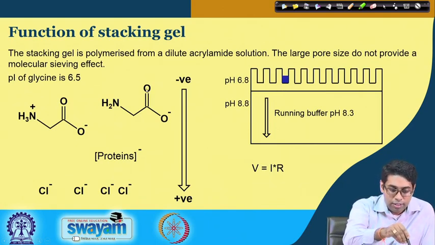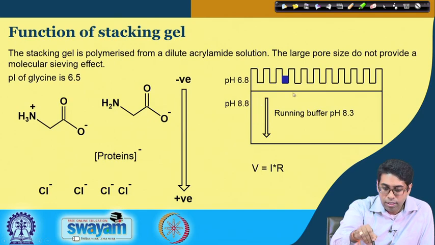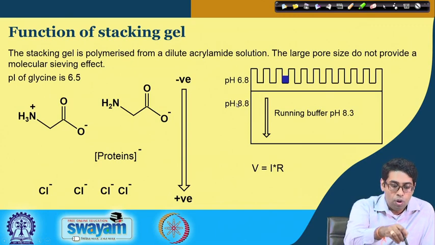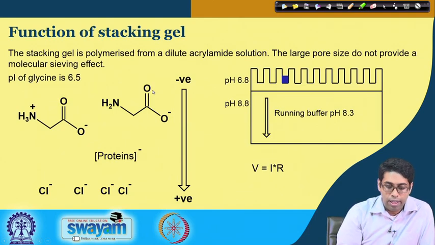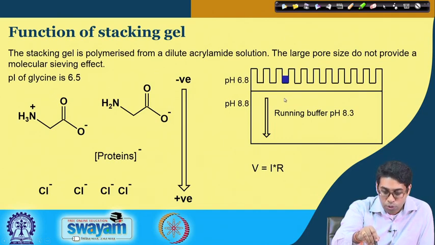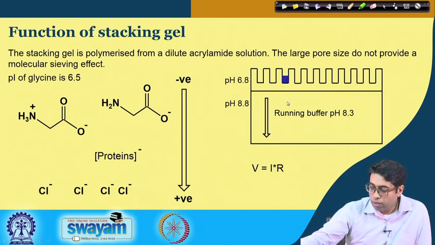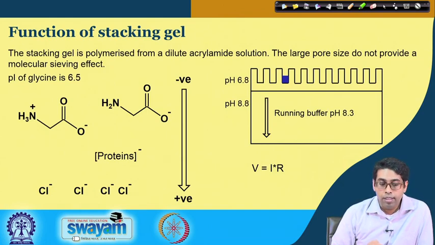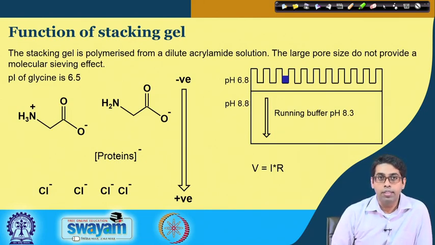The moment the glycine, chloride ions and proteins enter the resolving gel, the pH of the resolving gel is 8.8. So, now all of the glycine molecules are quickly converted to the negatively charged ion, and they start moving fast. So, this concentration effect that we saw in the stacking gel is now lost in the resolving gel. Also, in the resolving gel, a higher concentration of acrylamide is used, which means that now the sieving effect comes into place, and it will start resolving the proteins according to their size.